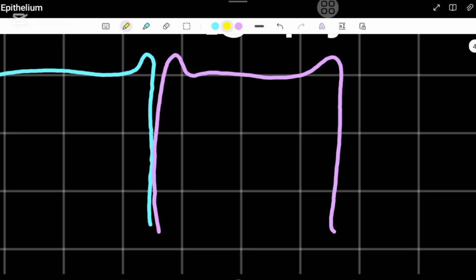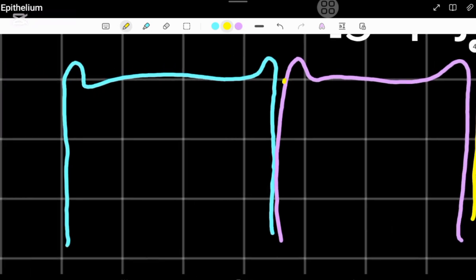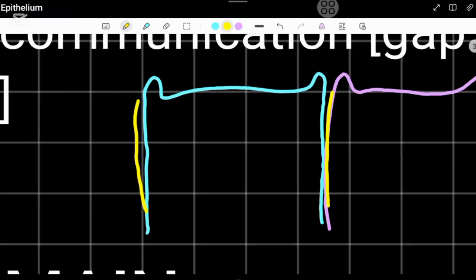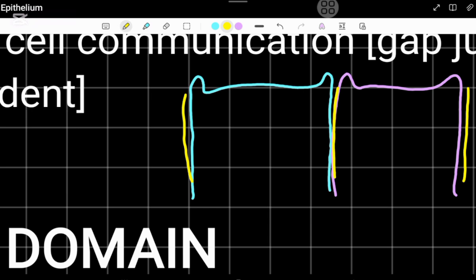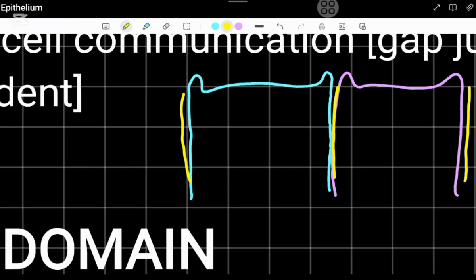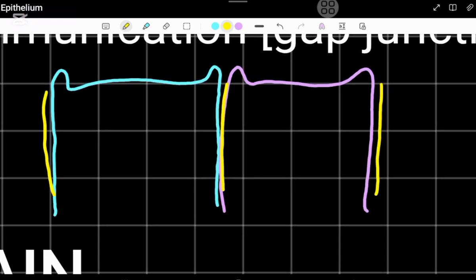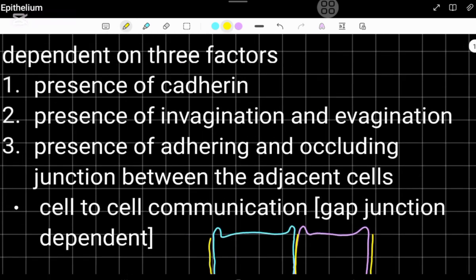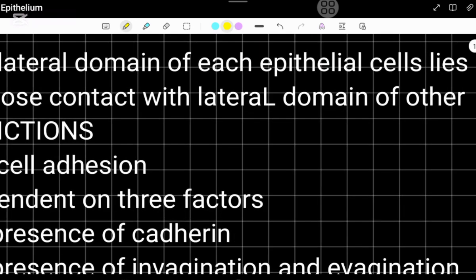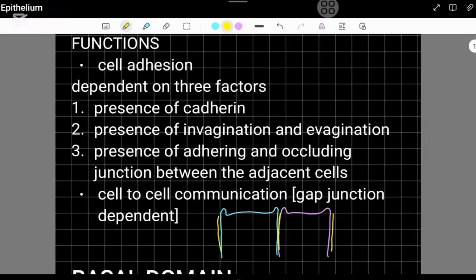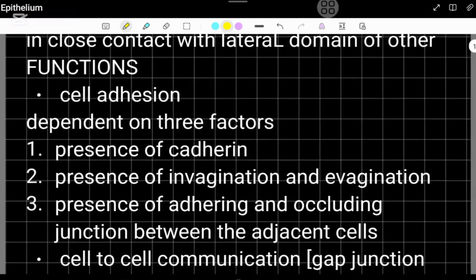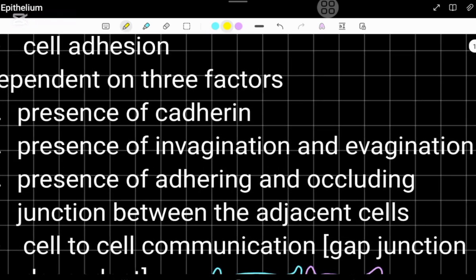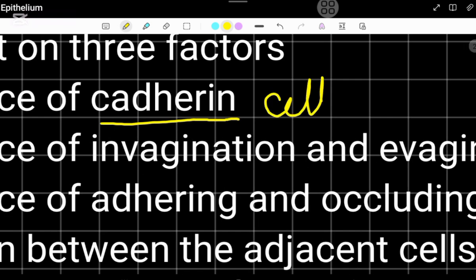We have discussed that this is the lateral epithelium, this is the lateral epithelium, and this is the lateral epithelium. The statement says that the lateral domain of one epithelial cell comes in close contact with the lateral domain of other epithelial cells. So this is what was written. You all know that when cells combine together, they come in close contact with each other. That is, the lateral domain will be in close contact. So in order to identify the lateral domain, we have to see the presence of adherence. I have told you that we will discuss in another chapter that these are cell junctions.